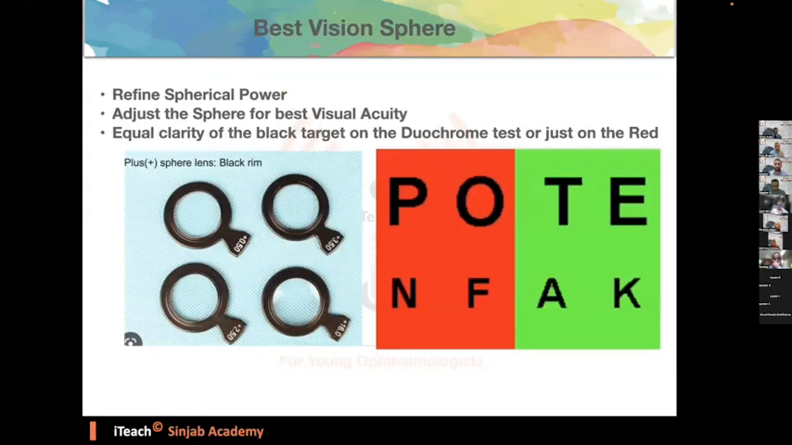Now, the best vision sphere is to refine the sphere power of the Jackson cross cylinder by adjusting sphere for best visual acuity. And we should check duochrome test to make sure that patient sees the equal clarity black target on duochrome test.